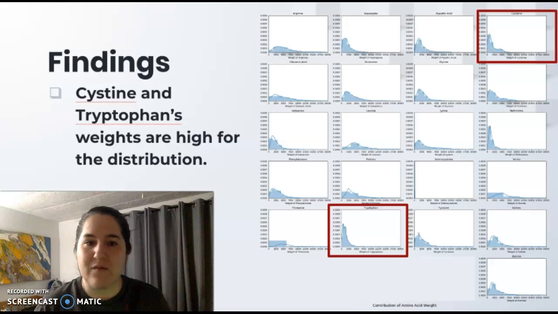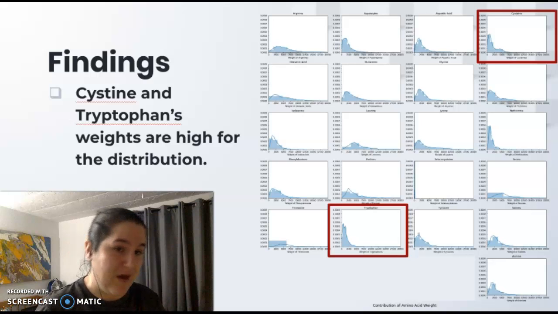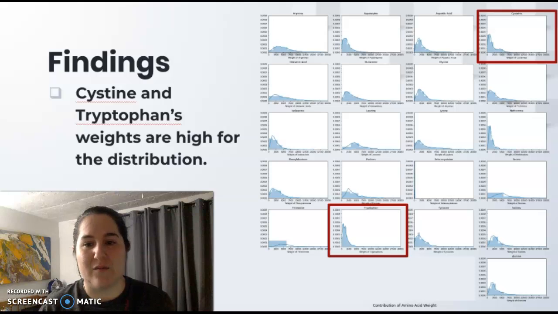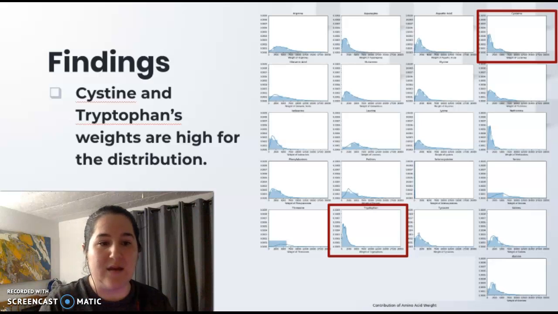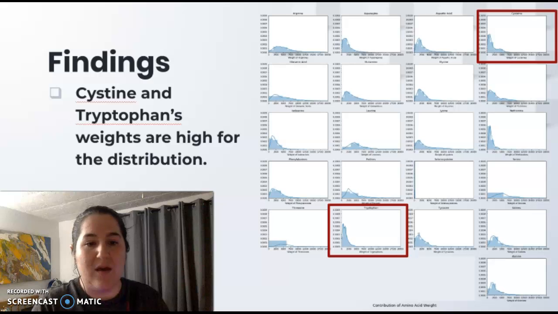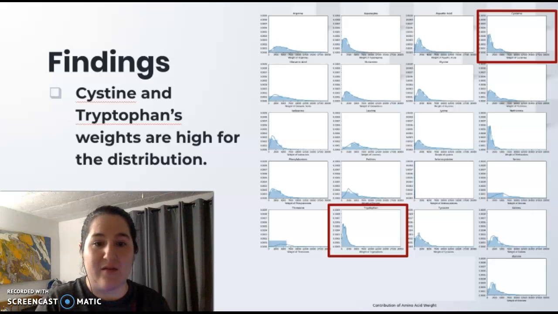The next thing that I found was that tryptophan and cysteine, their weights were really high for how often they were found. What that means is that there was an increase of presence of these two particular amino acids in the proteins that we studied. And both of these findings, along with length and weight being related, really drove home my decision to start classifying using these length and weight metrics.